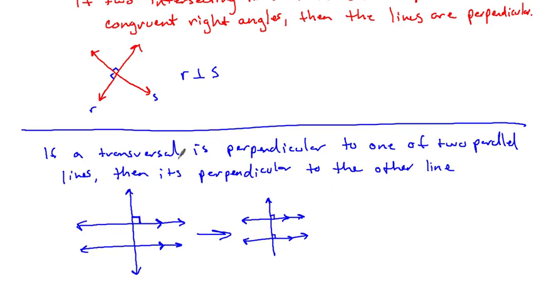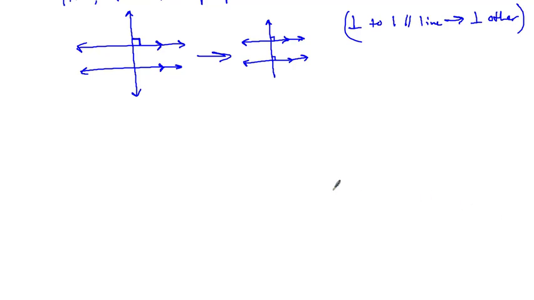And the shorthand way to write this, when you have to use it in one of our proofs, is to say that if we're perpendicular to one parallel line, then it's perpendicular to the other. Okay, so that's kind of your little shorthand way to do it. So it's perpendicular to one parallel line, it's perpendicular to the other. Last one.